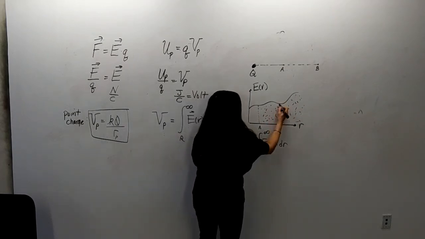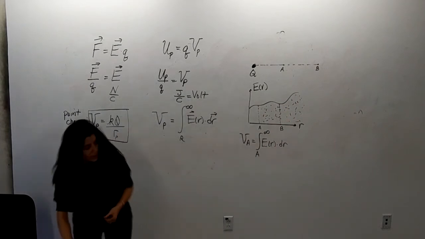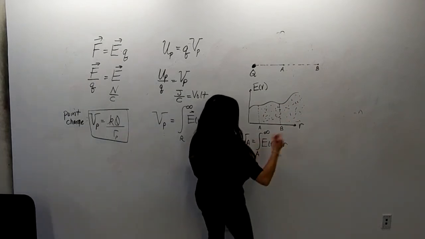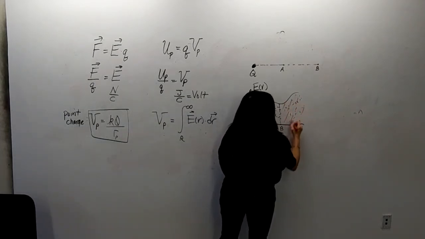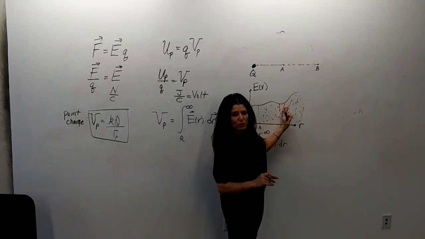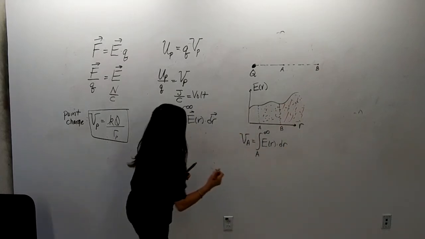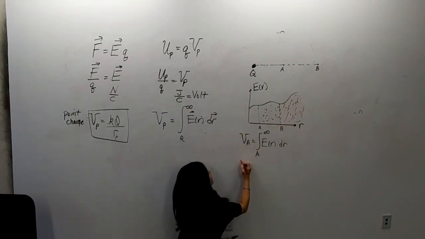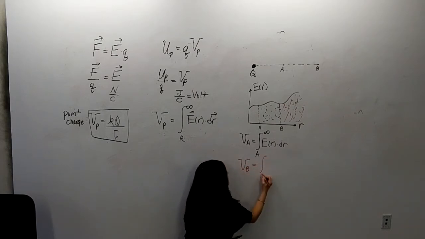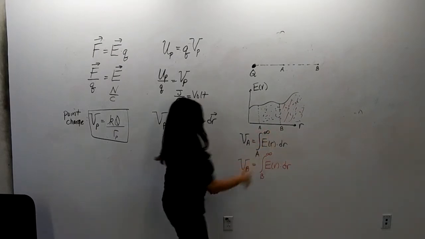Now let's say I had another point, point B, which is over here. And let's say I wanted to know what is the potential at point B? Well, it's just going to be the same integral, but instead of starting at A, we're going to start at B and go out there. So the potential at B is going to be the integral from B to infinity, E of R dr.